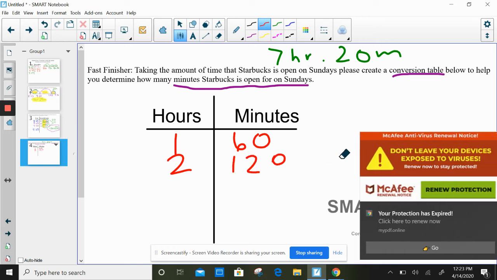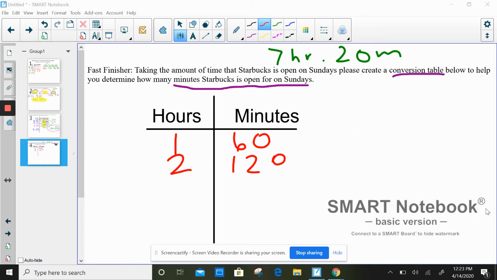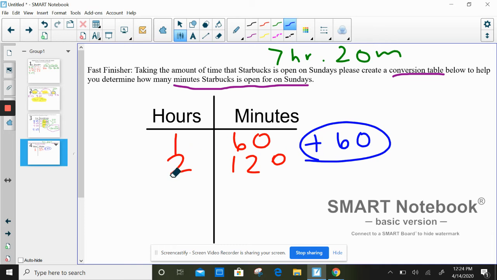Now, really, all I'm doing here between these two numbers is adding 60, or you could think about it as 2 times 60, okay? So 2 hours is 120 minutes, and so 3 hours would be 180, and you would just keep doing that, right? So you could do 3 times 60.